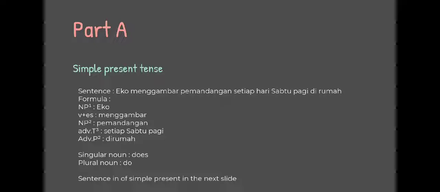As you can see right here, I just made a sentence. Eko menggambar pemandangan setiap hari Sabtu pagi di rumah. And the formula for the simple present tense is NP1 Eko, verb plus S is menggambar, NP2 pemandangan, adverb plus time is setiap hari Sabtu pagi, and adverb plus place is di rumah.